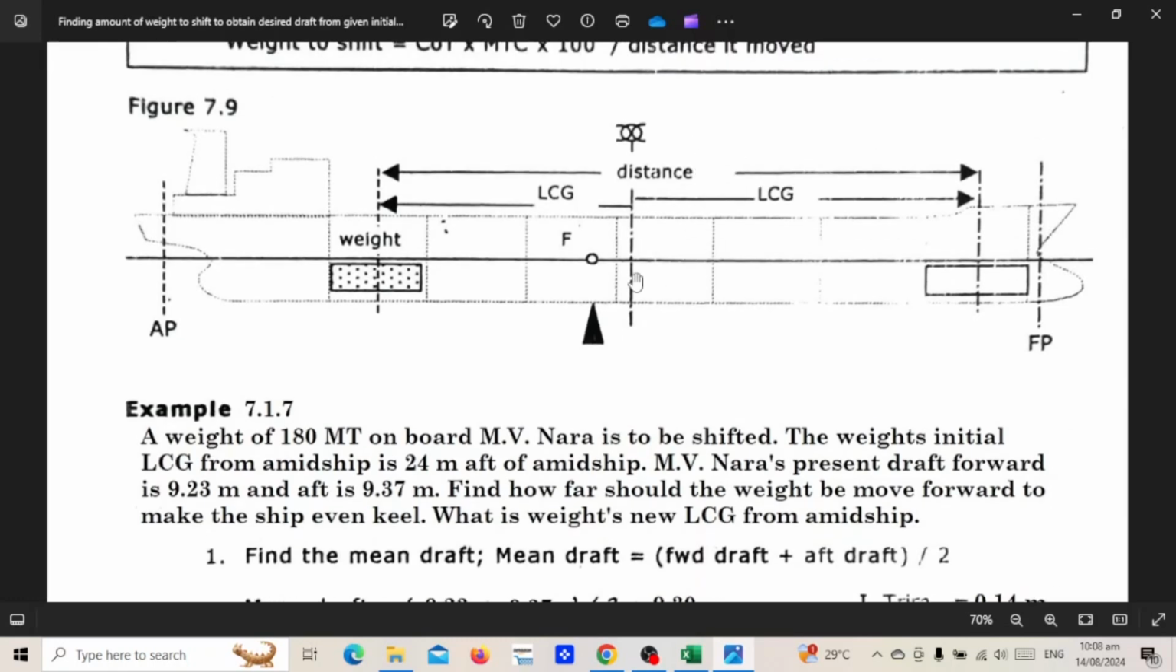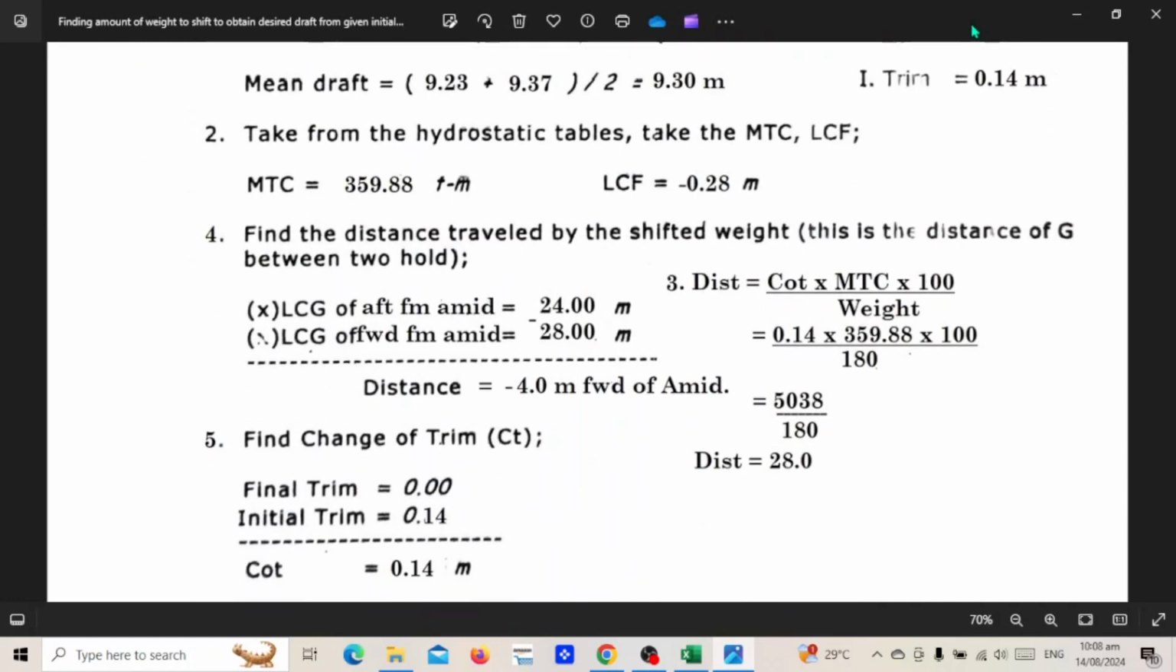So it should be around here because this is 24 plus 4, it makes 28. Okay? So let's say this is the point where we put the weight. So this weight, we shift it forward around here. And the distance from this one up to the weight is 28. Why? Because this is 24 and up to here is 28. So 24 plus 4 will be 28. Okay? That is very clear. Now, we go to number 4.